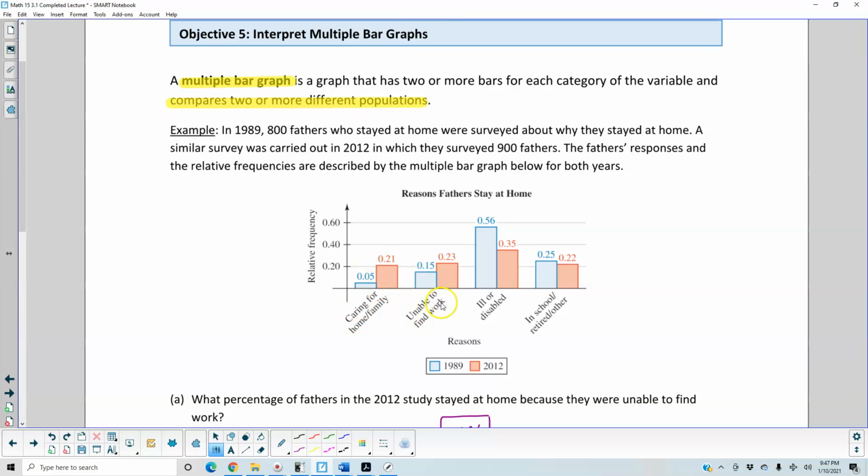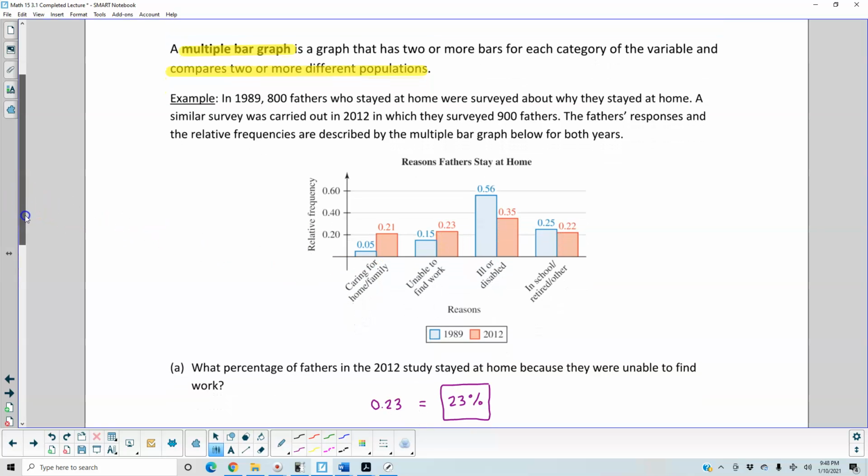So, for unable to work, in 1989, it was 0.15. In 2012, it is 0.23. Now again, these are also percentages. So 0.15 is the same thing as 15%. 0.23 is the same thing as 23%. So let's answer part A.